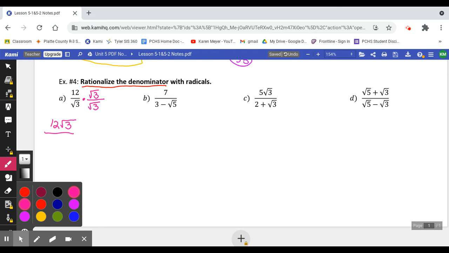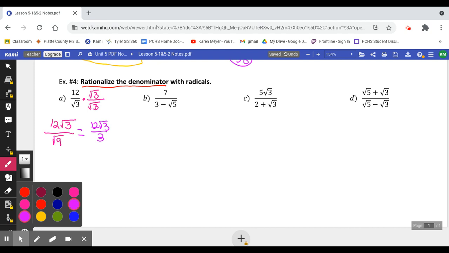On the bottom, square root of 3 times square root of 3. I can multiply those together because they're both under. So 3 times 3 is square root of 9. And then everybody should be thinking, well, hey, wait a minute. I know something about square root of 9. I know the square root of 9 is really 3. So on the bottom, my square root went away completely.